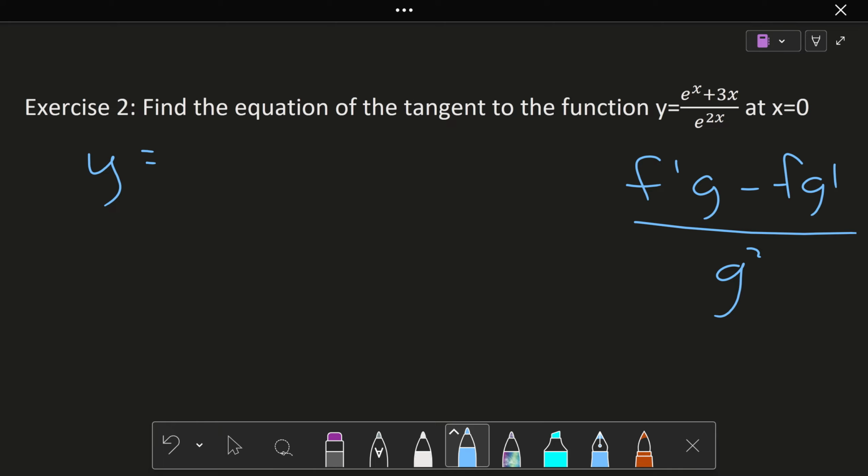So my f prime of x, or y prime, dy by dx, remember they all mean the same thing, is going to be the derivative of the top. If I just do this step by step, the derivative of e to the x is e to the x. The derivative of plus 3x is plus 3. Now I'm going to leave my denominator the same, so e to the 2x.